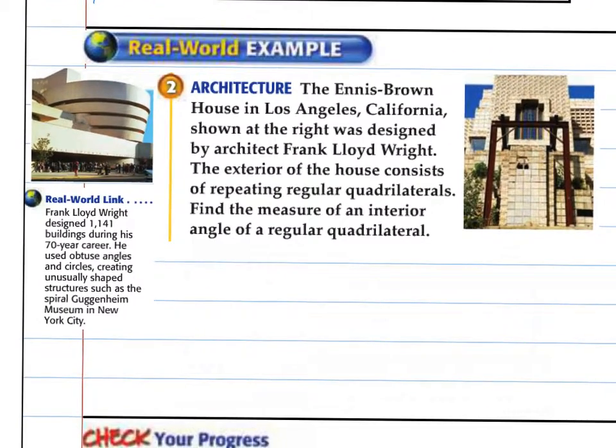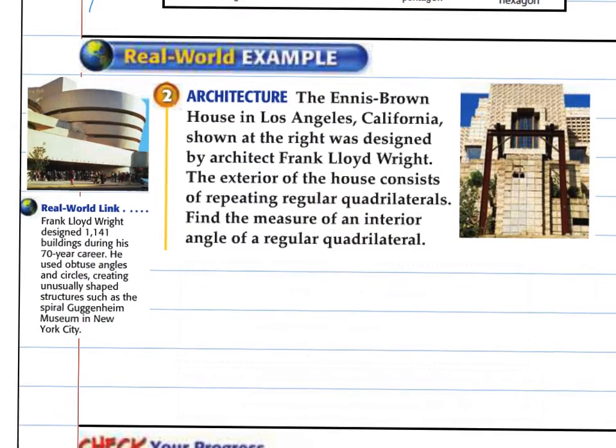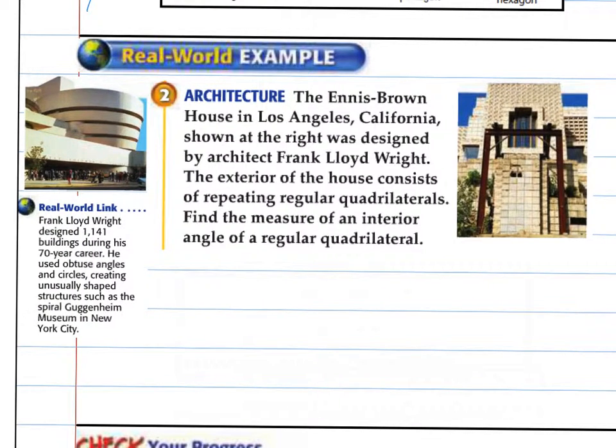The Ennis Brown House in Los Angeles, California, shown at the right, was designed by architect Frank Lloyd Wright. The exterior of the house consists of repeating regular quadrilaterals. Noticing all those squares, quadrilaterals, 4 sides. We are going to find the measure of an interior angle of a regular quadrilateral.